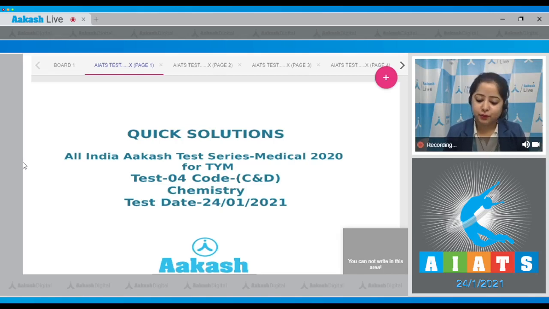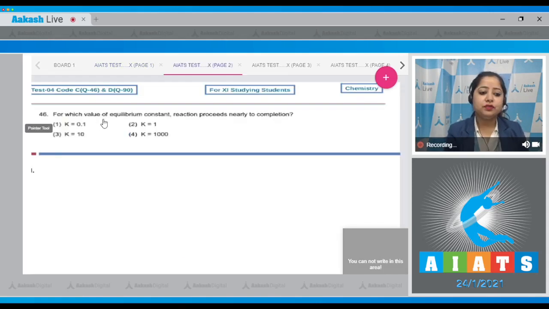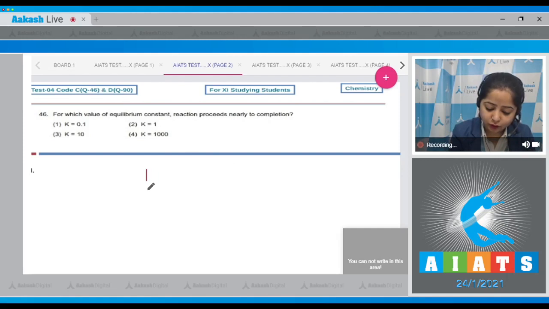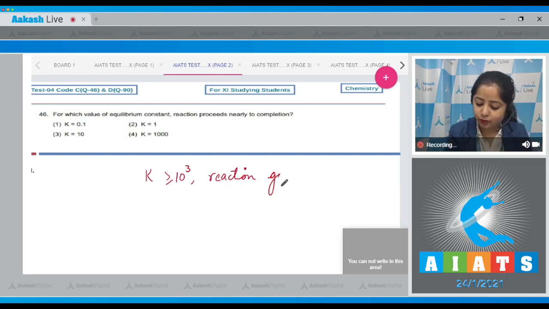So let's start with the first question of chemistry, students, which is question number 46. Let's read it. For which value of equilibrium constant does the reaction proceed nearly to completion? For this question we need to know that greater is the value of equilibrium constant, greater is the extent of reaction. And if the value of Kc is greater than or equal to 10 raised to the power 3, the reaction goes nearly to completion.